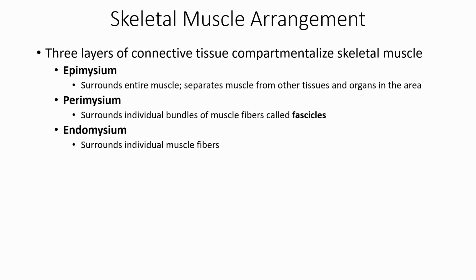We have the perimysium. This is going to surround the individual bundles of muscle fibers that we call fascicles. And then the endomysium, which is going to surround the individual muscle fibers. So the endomysium is going to be the most internal one. The perimysium is going to be in the middle. And then the epimysium is the outermost layer of connective tissue. This way we can bundle things together, and so we can keep things nice, neat, and separate from other organs.